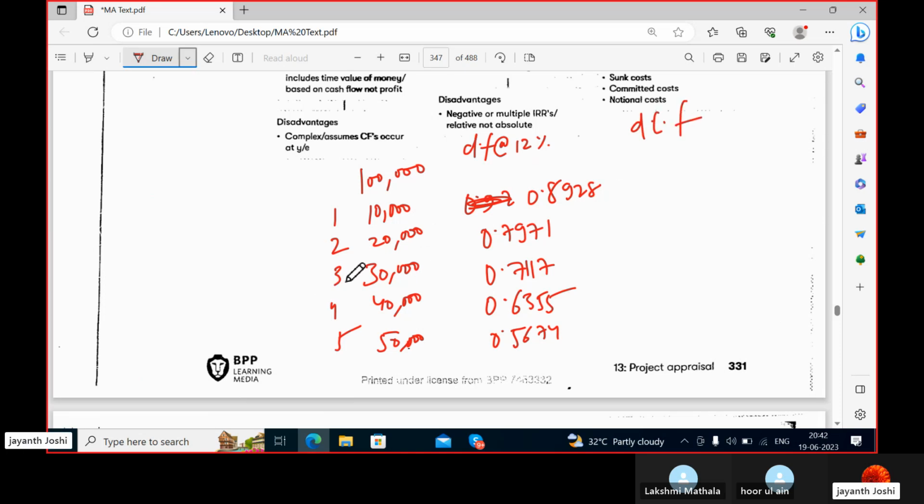So it was 10,000 into 0.8928, that is 8928, and 20,000 into 0.7971, 15,942, 30,000 into 0.7117, 21,351, 40,000 into 0.6355, 25,420, 50,000 into 0.5674, 28,370. We'll add all these cash flows.